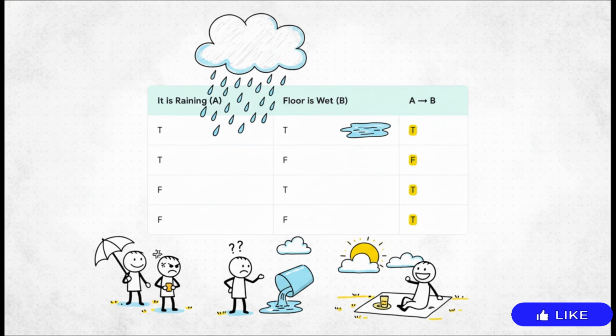Okay, let's walk through this together. First row, it's raining and the floor is wet. Did we keep our promise? Yep, so the statement is true. Second row, it's raining but the floor is dry. Uh-oh, we broke our promise. This is the only time an if-then statement is false.